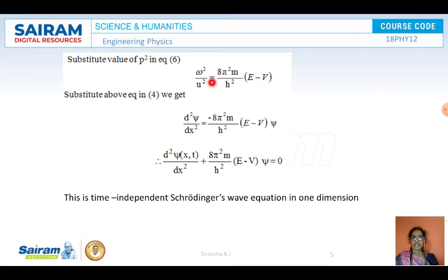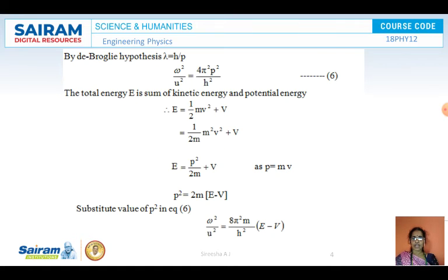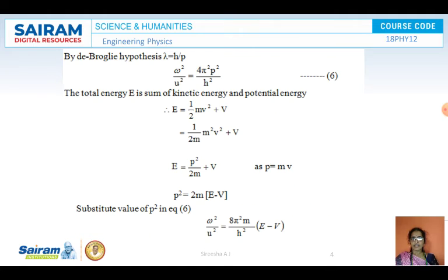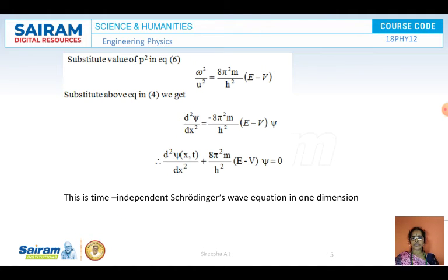Now substituting this equation in equation 4. What is equation 4? We have seen it in the previous slide. Equation 4 is d square psi by dx square is equal to minus omega square by u square into psi. So substituting the value of omega square by u square, we get d square psi by dx square is equal to minus 8 pi square m by h square into E minus V into psi.